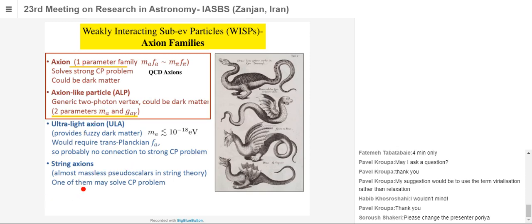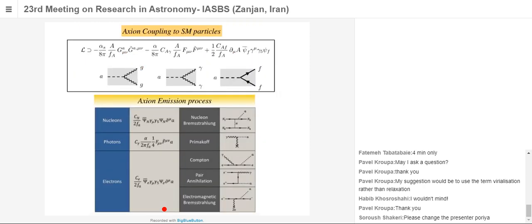And the fourth family is the string axion. They came from string theory. So in this talk, I'm going to focus on the first two families of the axions. And I'm going to explain how we can detect them. The axion can couple to standard model particles. For example, they can couple to gluons, they can couple to photons, and also to fermions.